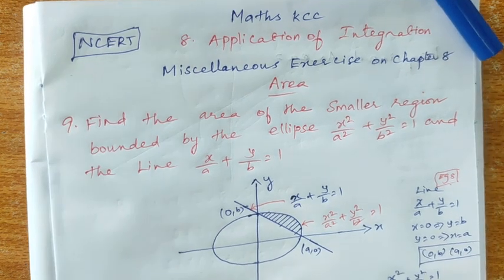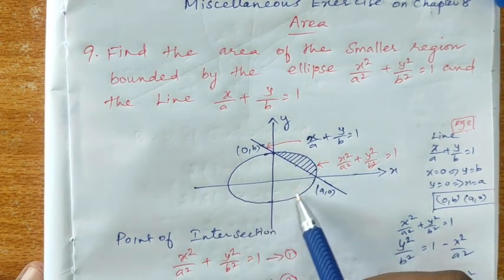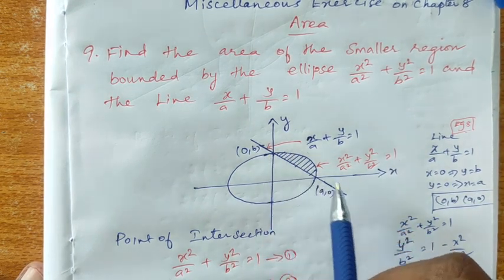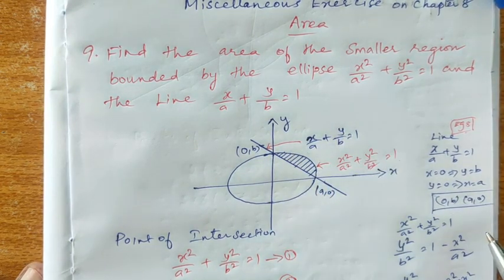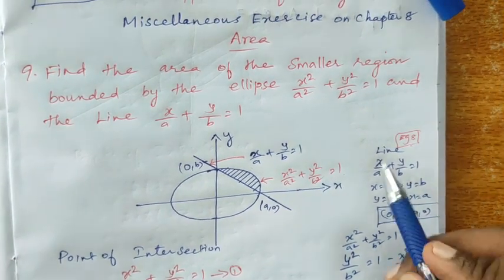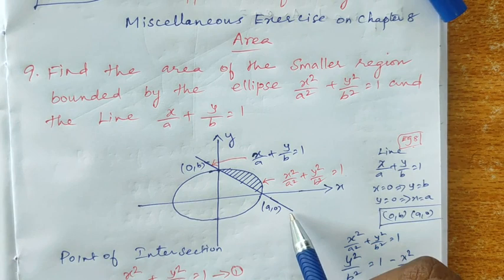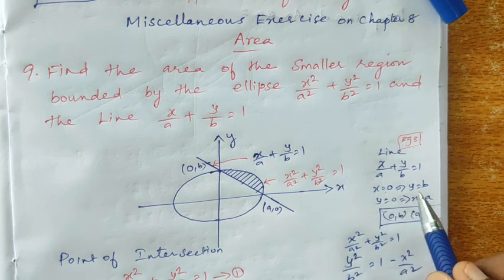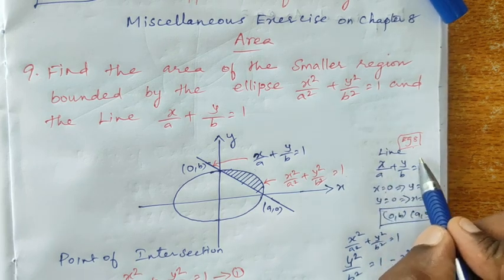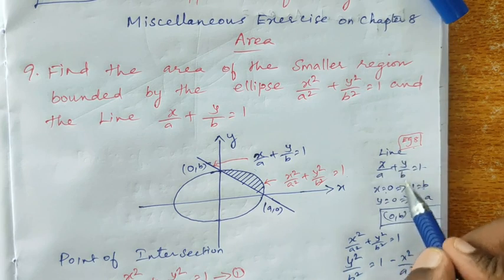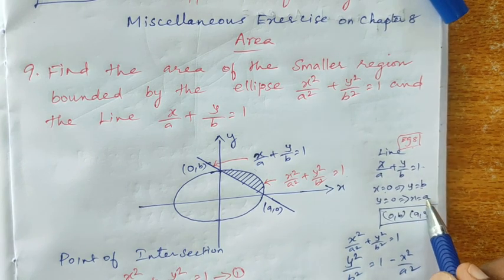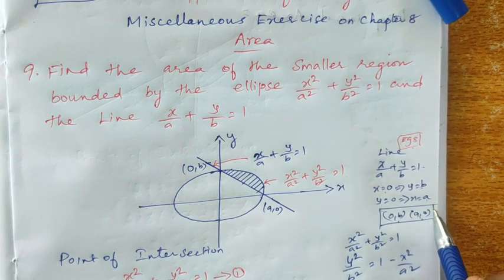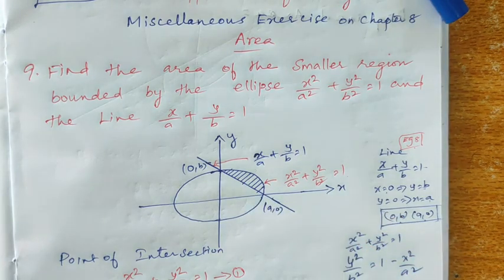So please remember. So now listen, ellipse is given x square by a square plus y square by b square is equal to 1, and given line is x by a plus y by b is equal to 1. Now listen here, we have to find the point of intersection of line on the coordinate axis. So put x is equal to 0, you get y is equal to b in this equation of the line. If you put y is equal to 0, x by a is equal to 1, therefore x is equal to a. So 0, b and a, 0 are the point of intersection of the line on the coordinate axis.